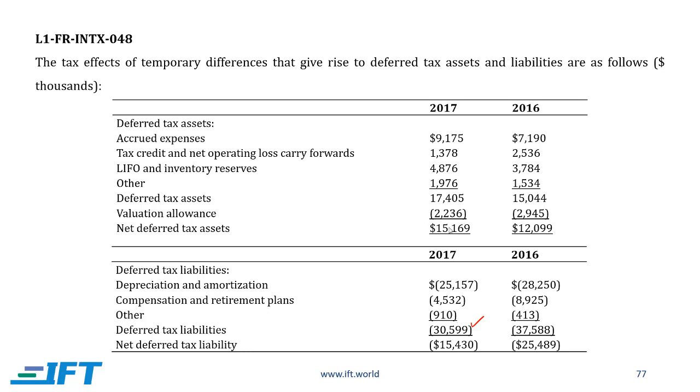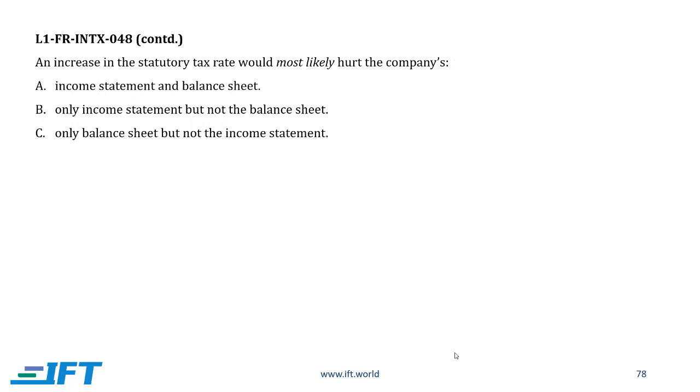Your deferred tax asset is 15,000. Your deferred tax liability is 30,000. So your net deferred tax liability is 15,430. Your net deferred tax, you always see what? Net. If it was a deferred tax asset, then if the tax rate increases, your deferred tax asset increases. It is not hurting you, it is benefiting you. So what is the correct option?